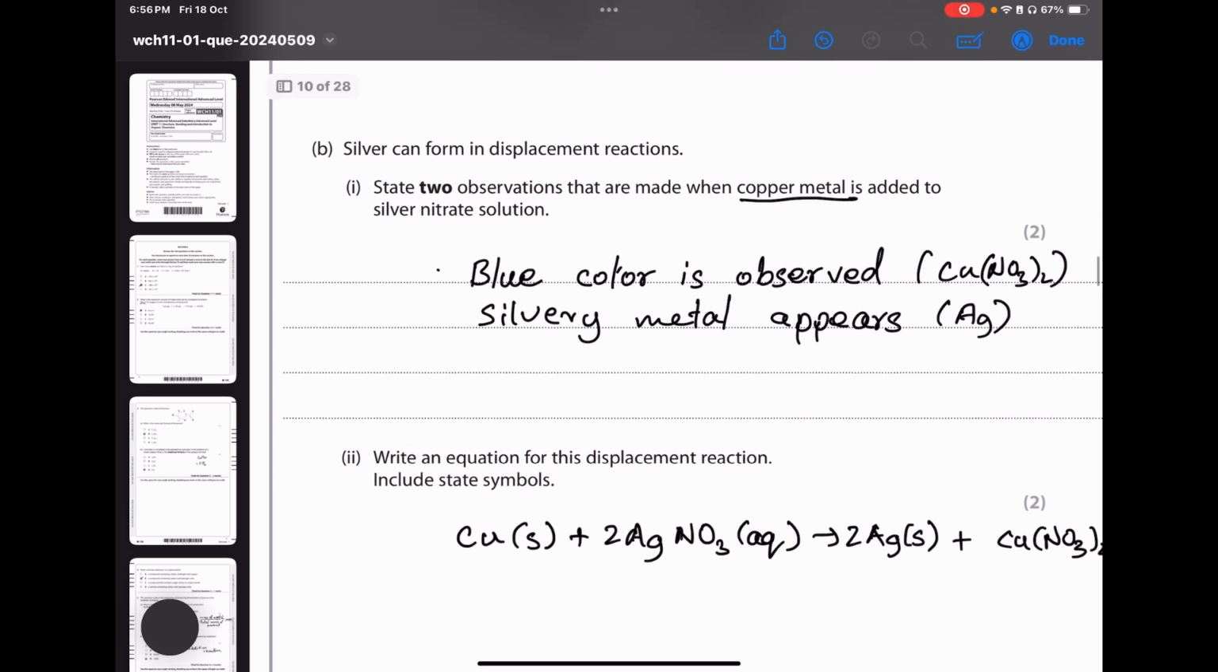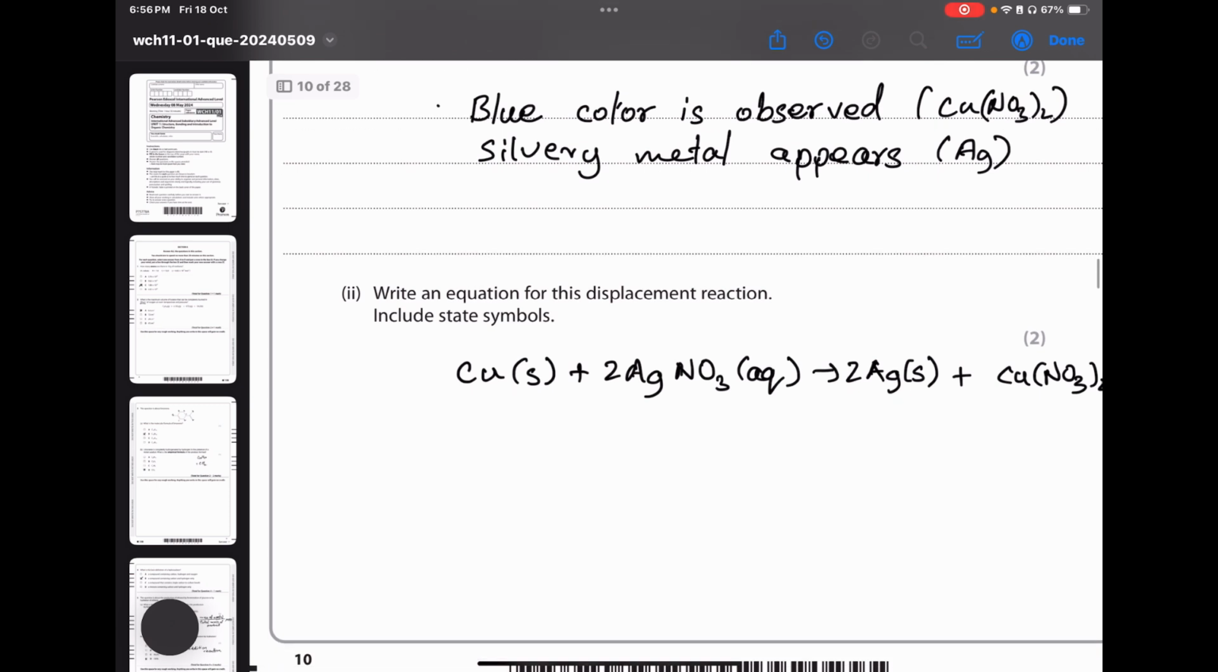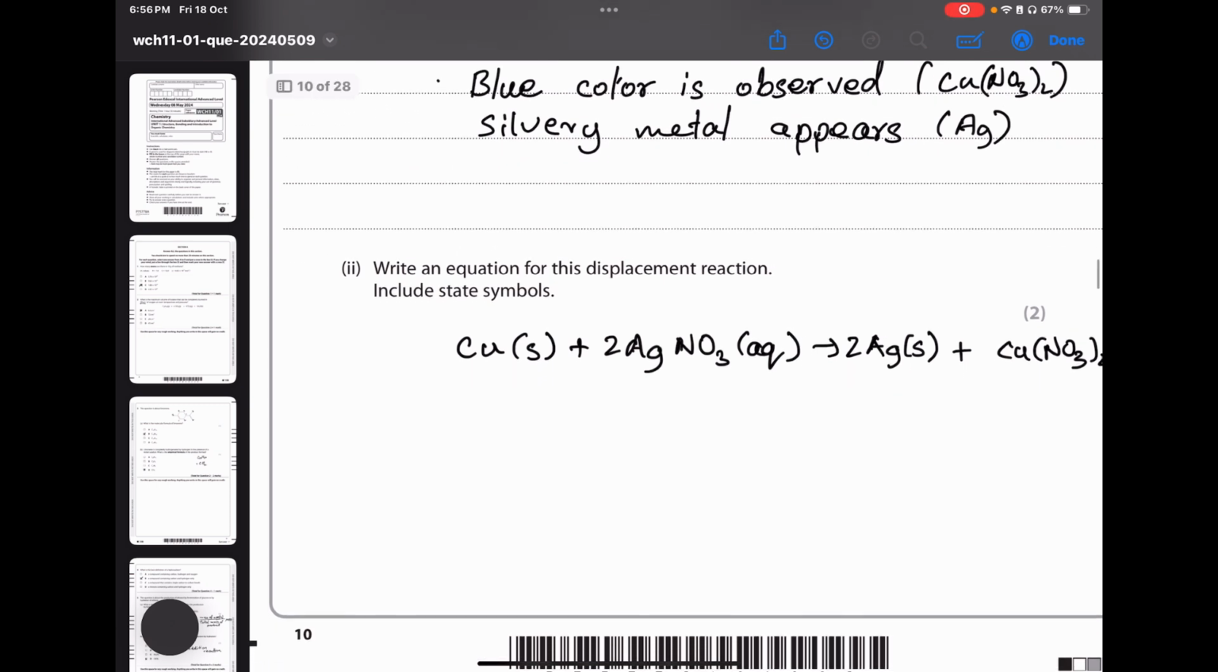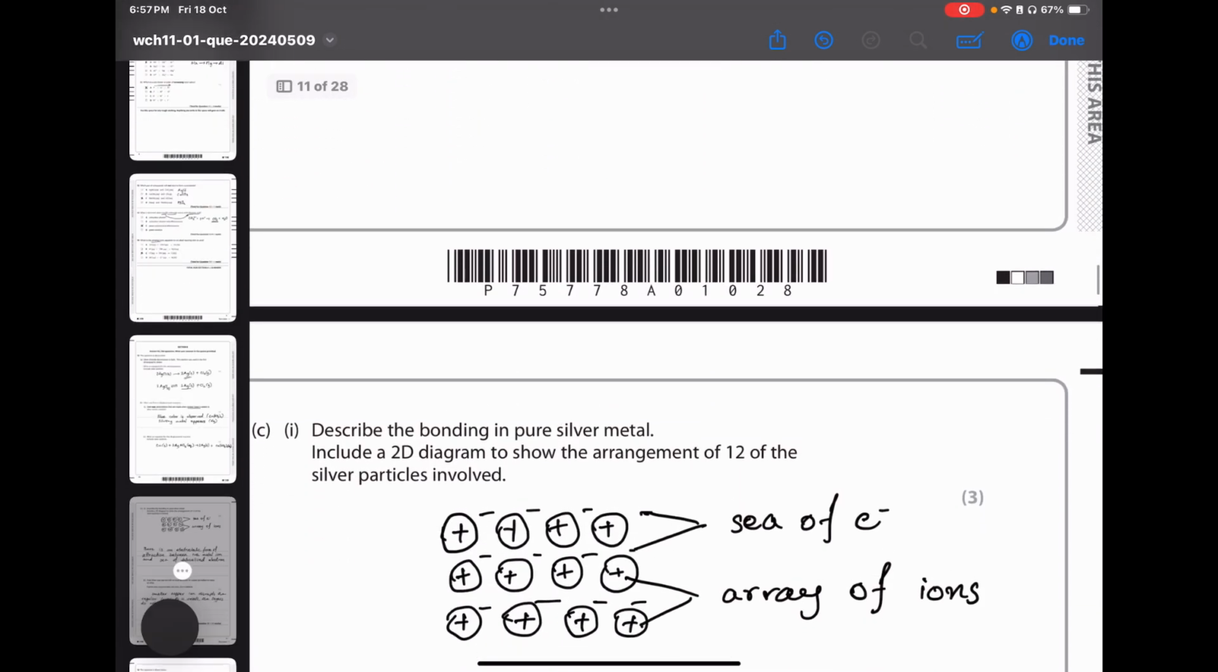Write the equation for this displacement reaction, include state symbols. Copper solid reacts with silver nitrate to produce silver along with copper nitrate, right?